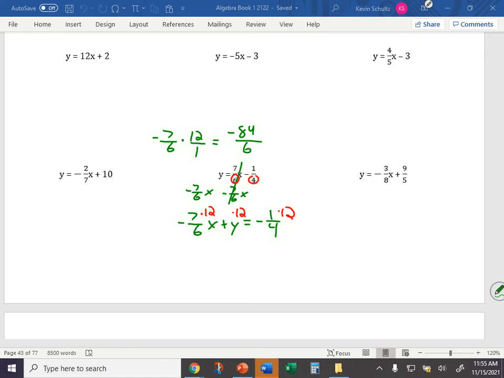Negative 14. Okay, so negative 14x, and then plus 12y. Okay. And then negative 1/4 times 12. What's a fourth of 12? What's a fourth of it? You divide 12 into 4 groups. You take one of those groups. How many things did you take? Noah? 3. Okay. So minus 3. And here would be your equation in standard form.